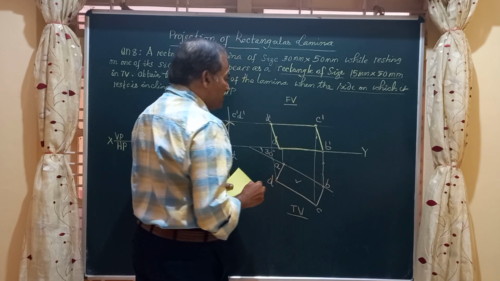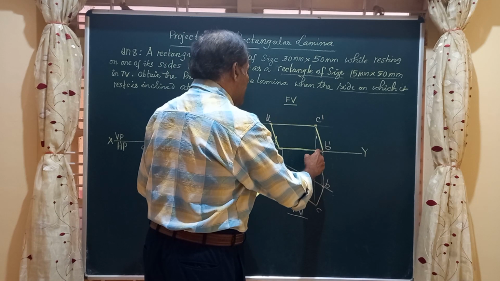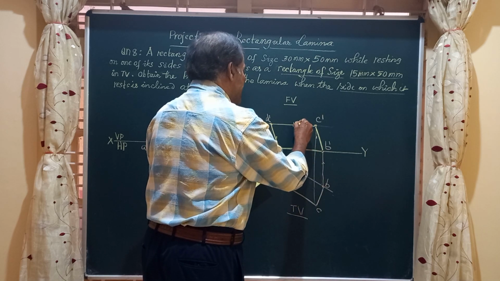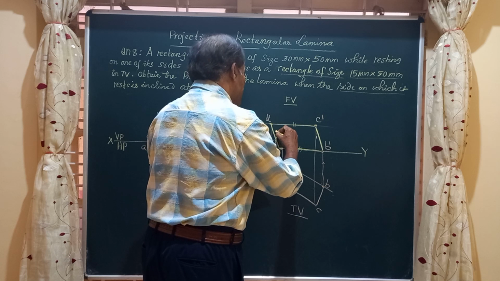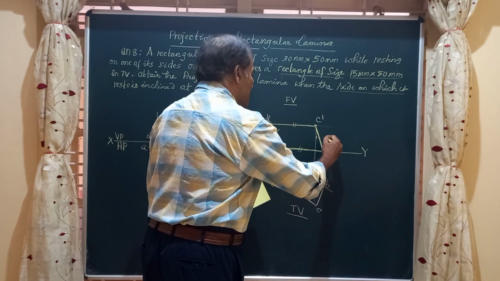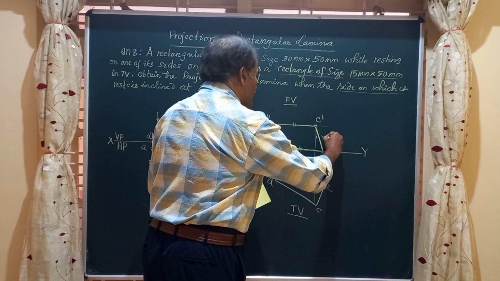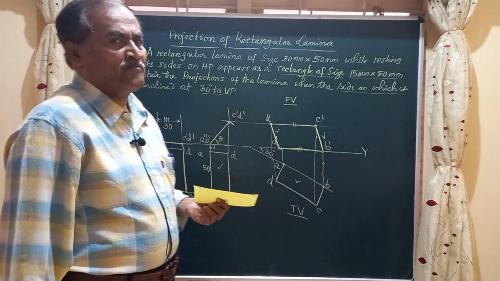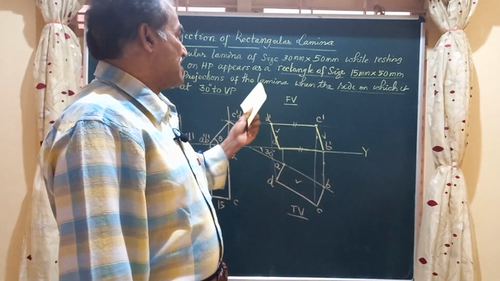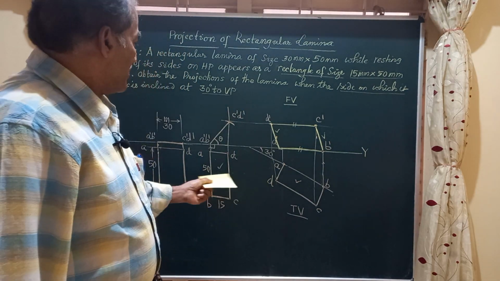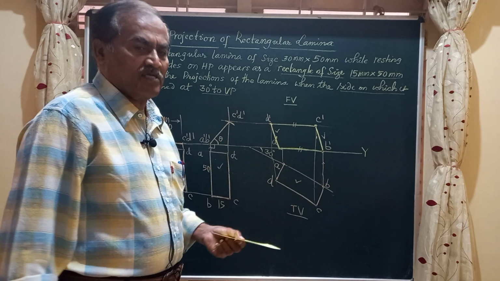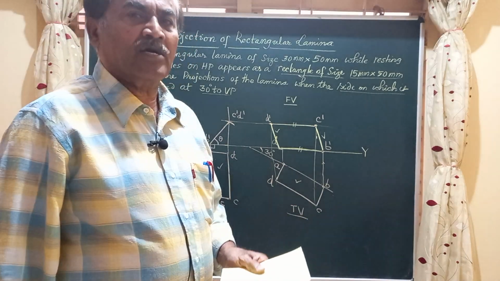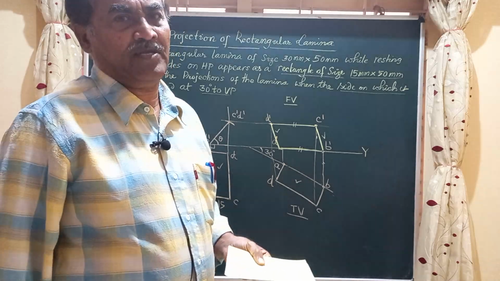Friends, here remember this longer edge A dash B dash is parallel to C dash D dash, and this edge A dash D dash is parallel and equal to this C dash D dash. Friends, this is how we obtain the projection of this rectangular lamina when one of the longer edges of that lamina is at an angle of 30 degrees to VP and it is resting on HP.